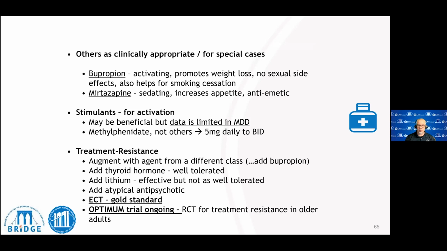And when there's treatment resistance, things get a little dicey because there actually has not been a completed randomized control trial for treatment-resistant depression in older adults. There is one ongoing. It's called Optimum. I can't wait for it to come out so that I will have some evidence base to guide my management. But for the meanwhile, we sort of guide our treatment based on what we do for younger adults with dose-adjusted guidelines, right? First, if you've tried an SSRI and an SNRI, you're then going to augment with an agent from a different class. Usually, I would choose to add bupropion.